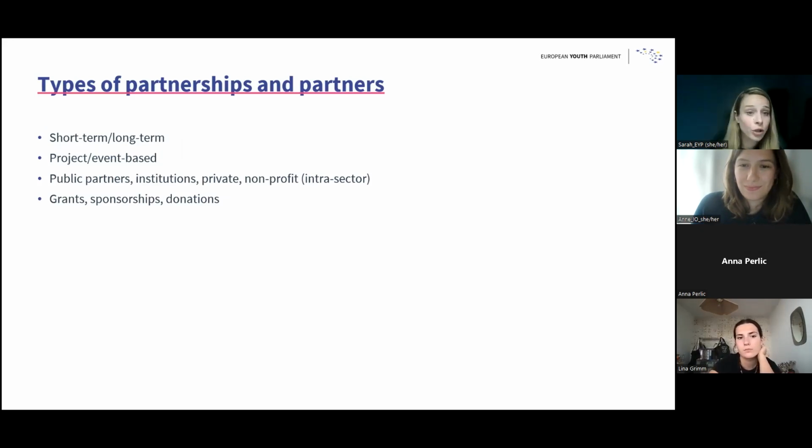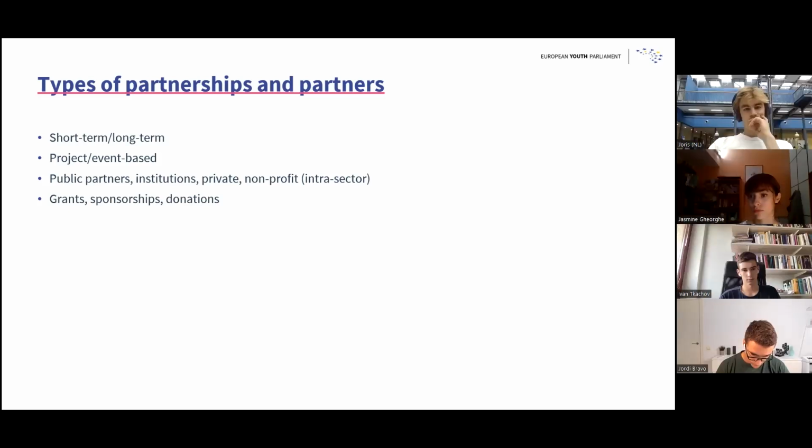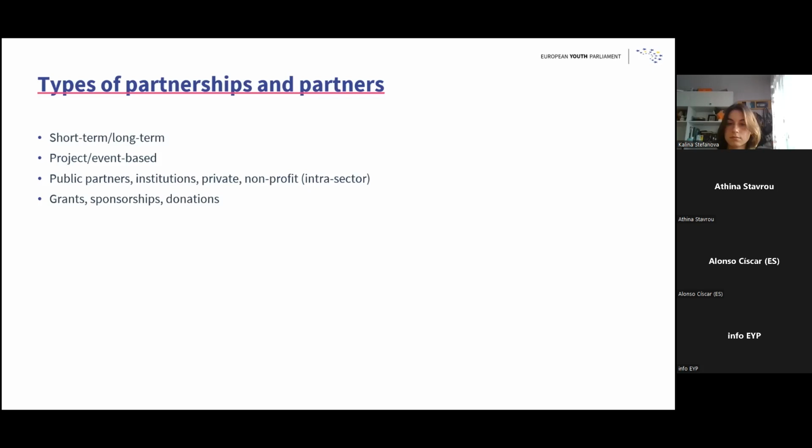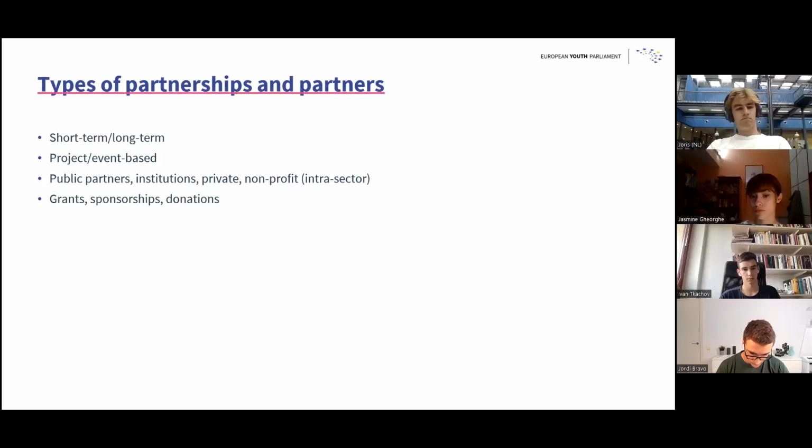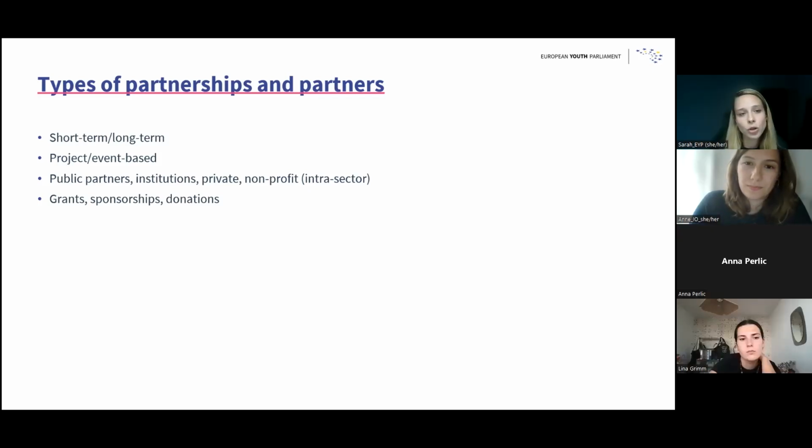Of course, short-term and long-term. With some partners, you might have a relationship over years. With others, it might only be in the short term. So for instance, for one event that you engage with them. And lastly, a category that is important to be aware of is the difference between a grant, sponsorship, and donations.